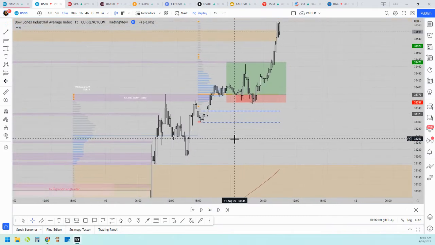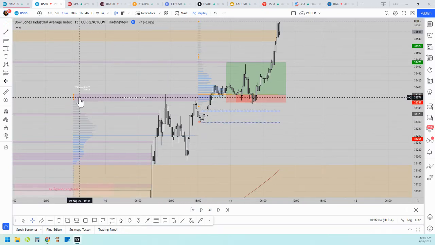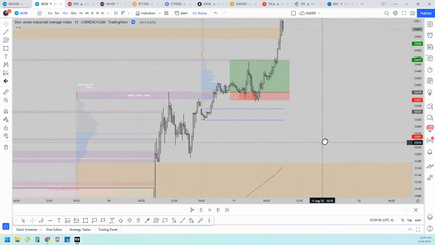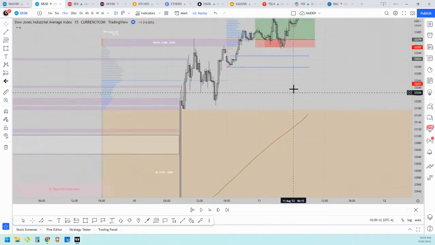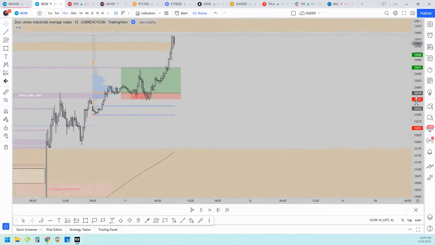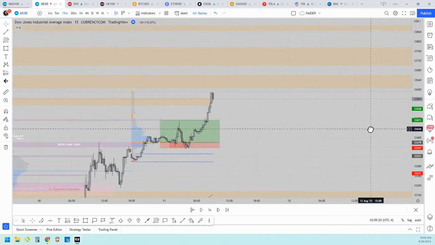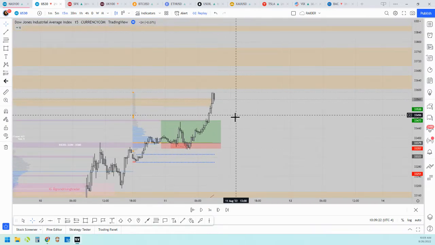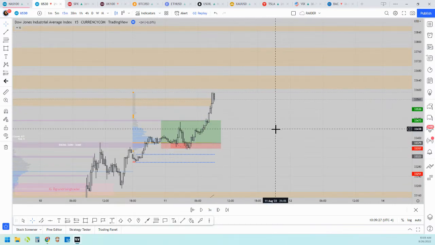So I want to look at this. It's an excess in this area here. It didn't go to this previous level high of the value area. This massive single print at some point is going to have to come down. All right. So where are we at? And it's still trying to go up there. So we would have been stopped out.